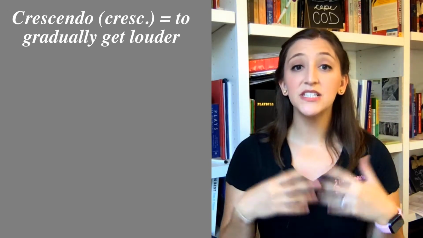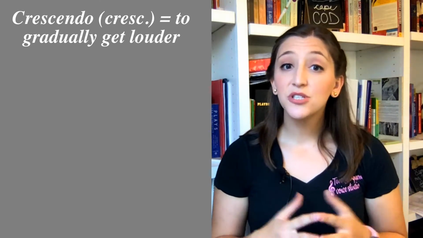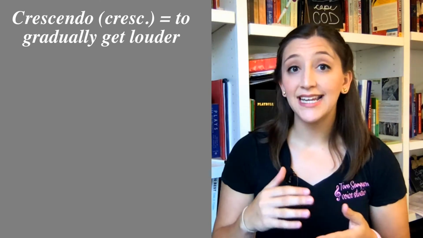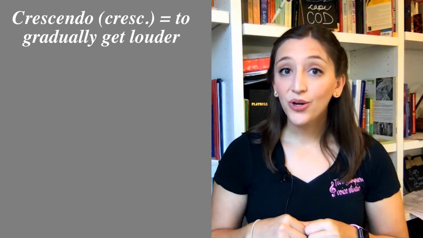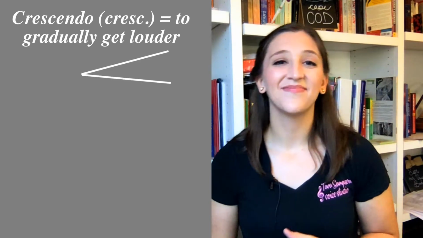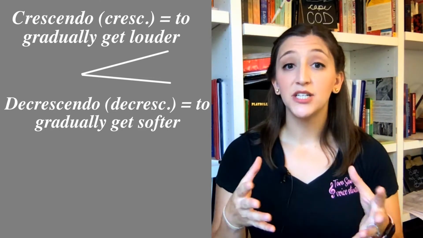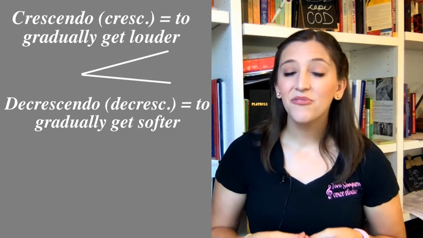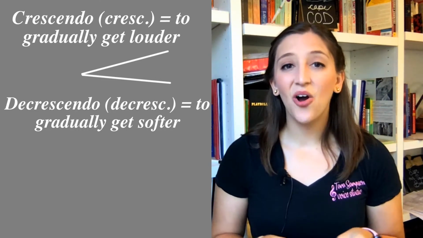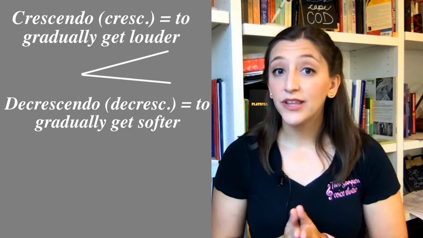A changing dynamic marking means you're moving from one of those mezzo piano, piano dynamic markings into another. So these markings are crescendo, which means to gradually get louder. It's usually abbreviated as CRESC period, or with this symbol. You have decrescendo, which is the opposite of crescendo, to gradually get softer, which is abbreviated DECRESC, or with this symbol.